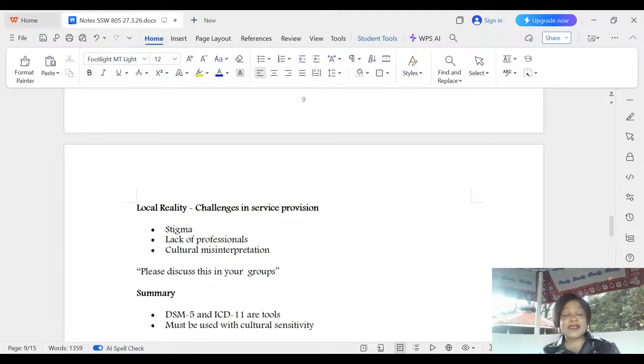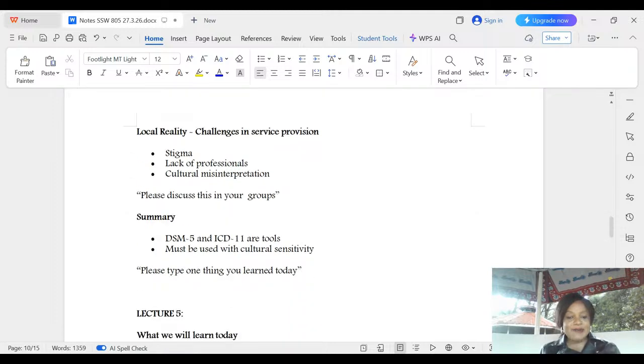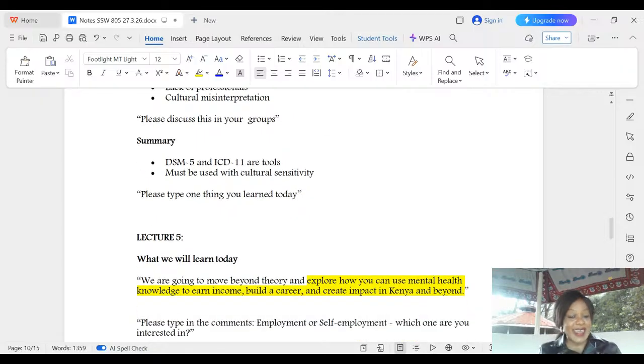The cultural misinterpretation, like I already alluded to, about mental illness. Okay, so I would like you to also, in your groups, please discuss some of the other challenges that we experience in terms of addressing mental illness in our country. Okay, and then just type one additional thing that you have learned today. We then move on to the next aspect of this class, the next content.